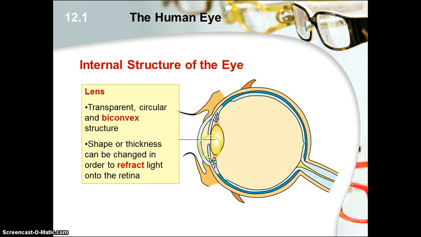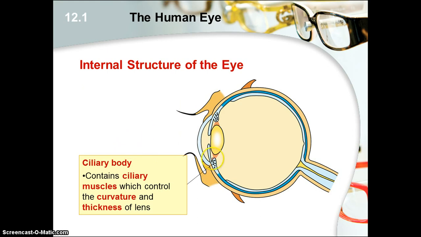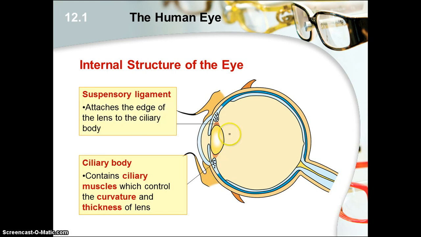The lens is a transparent, circular, and biconvex structure. Its shape can change in order to reflect the light onto the retina. The ciliary body has the muscles that control the curvature and the thickness of the lens. Suspensory ligaments help to attach the edge of the lens to the ciliary body.